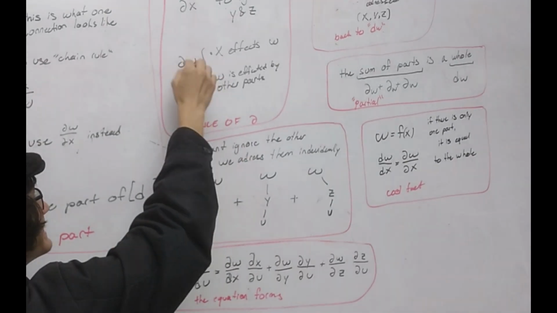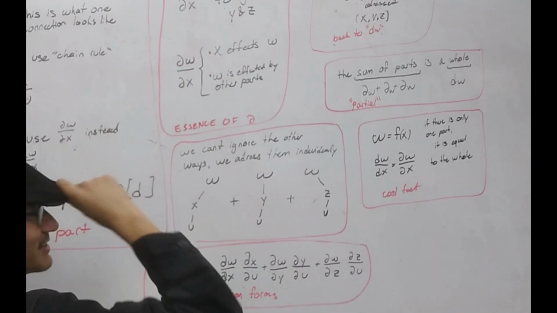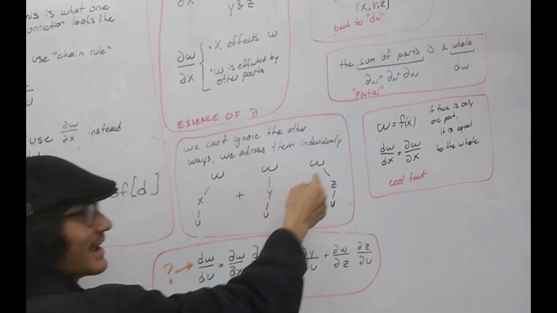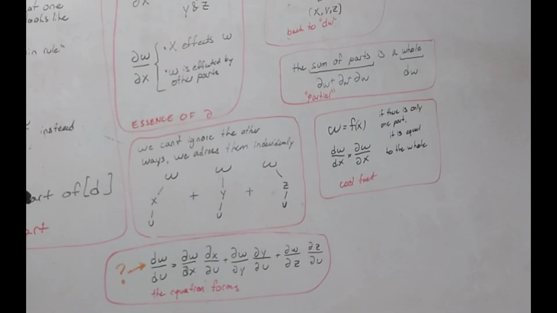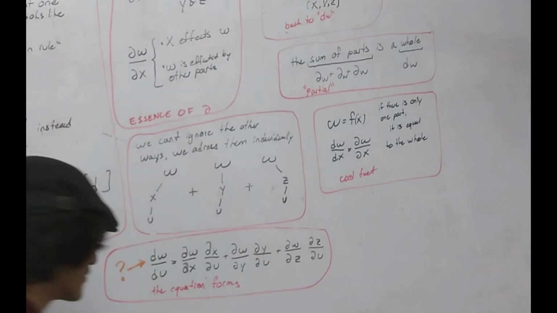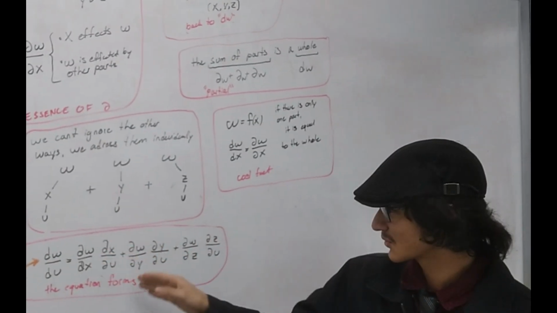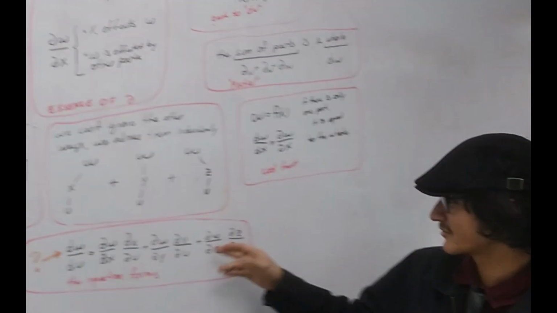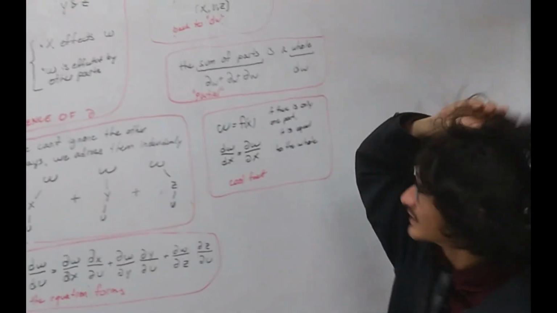So what the partial symbol allows us to do is address them as their own individual chains. So that gives us the equation: dw over du is equal to a chain of the partial derivative, plus this other chain of the partial derivative, plus the other chain of this partial derivative.